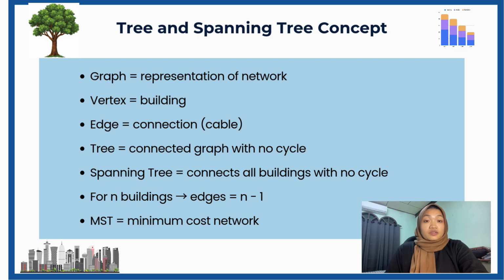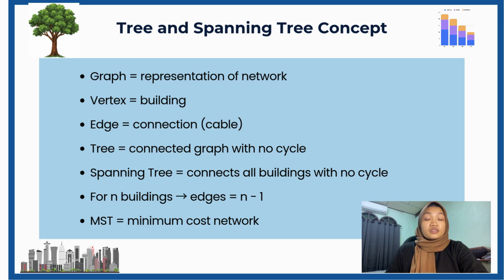In this campus internet network, each building is represented as a vertex and each connection or cable is represented as an edge with a weight showing cost or distance. So, the graph is a representation of the network.